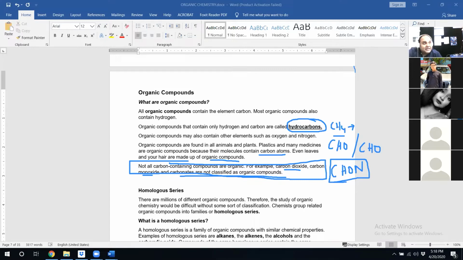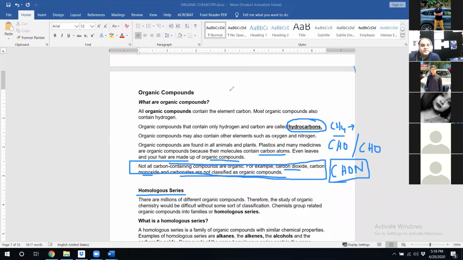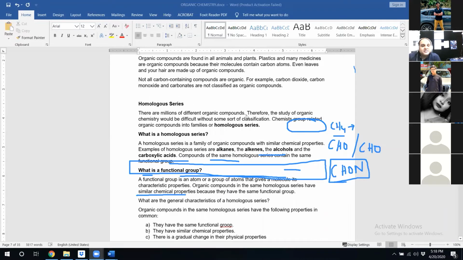And each organic compound belongs to a certain family, and that family can be of different types, and we call them the homologous series. Homologous series is basically a group of compounds which have the same chemical properties.